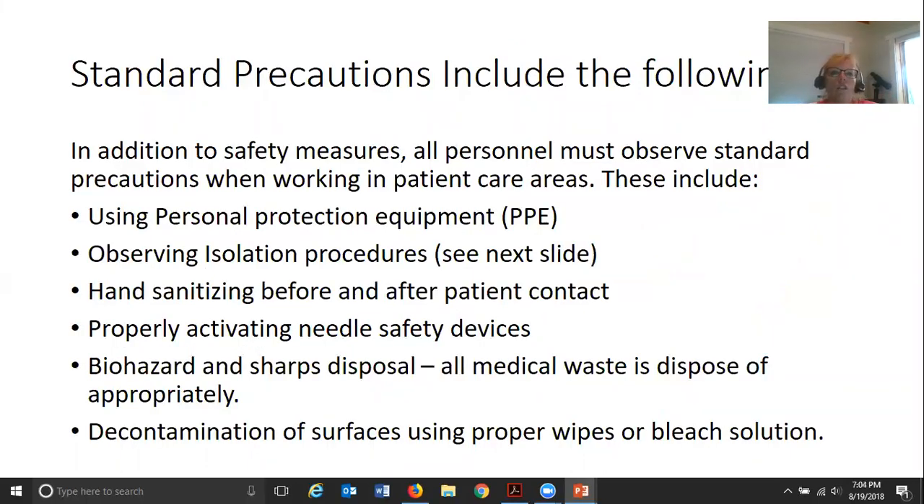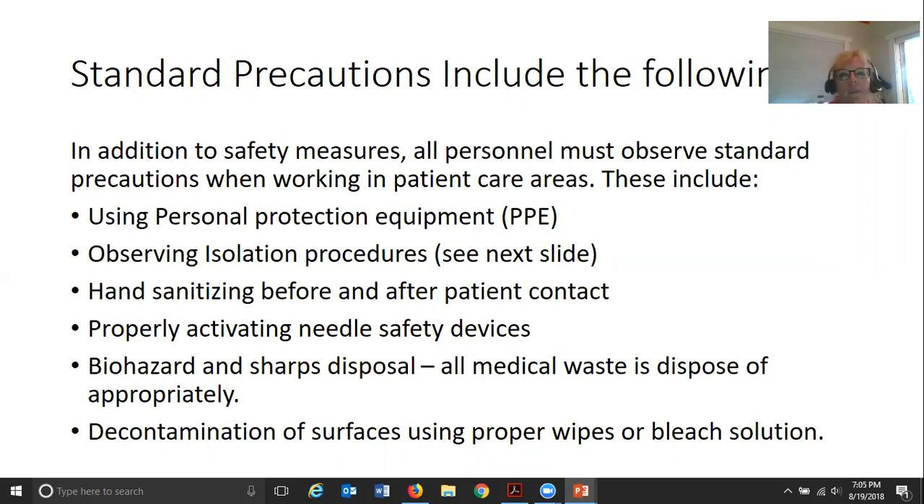So standard precautions include the following: using personal protective equipment, following all the safety measures in patient care areas, observing any isolation procedures. We'll talk about that on the next slide. Hand sanitizing before and after patient contact. Remember that patients can get things from you and you can get things from patients. So we want to minimize that. Our patients are already in a compromised state. We don't want to add to their burden.